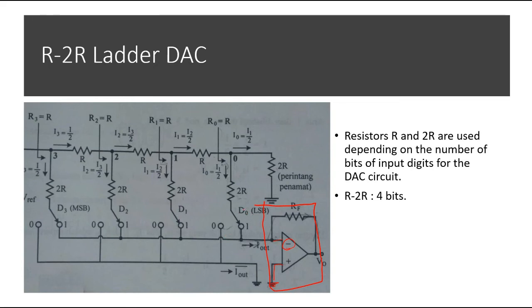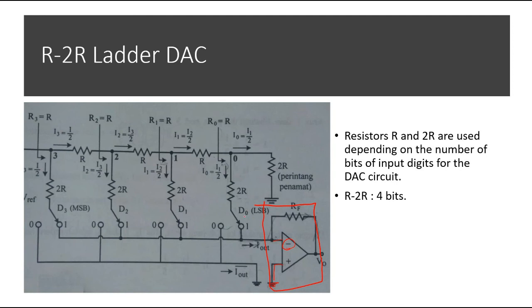So to know how many bits, it depends on the switching here. The 2R here, the 2R in the middle. If it connects the 2R here, it will be positive, it will be high. If it connects here, it will be low. So we have 1, 2, 3, 4. So it means that it is 4 bits.